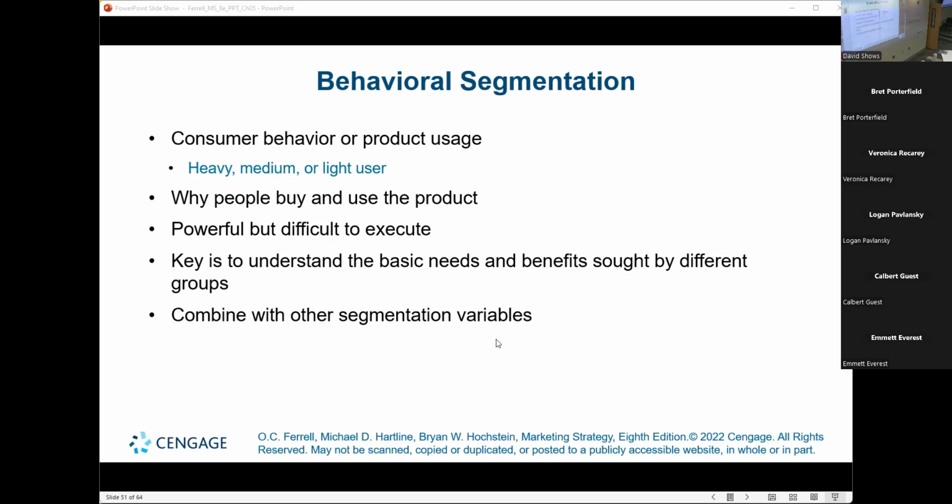You usually combine that with other segmentation variables, usually geographic. But what consumers you have, who are the heavy consumers versus the light? And is there a way to translate a light user to a heavy user?